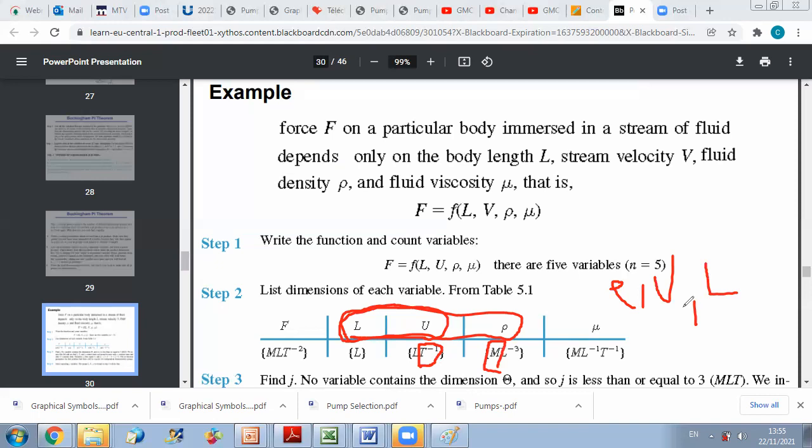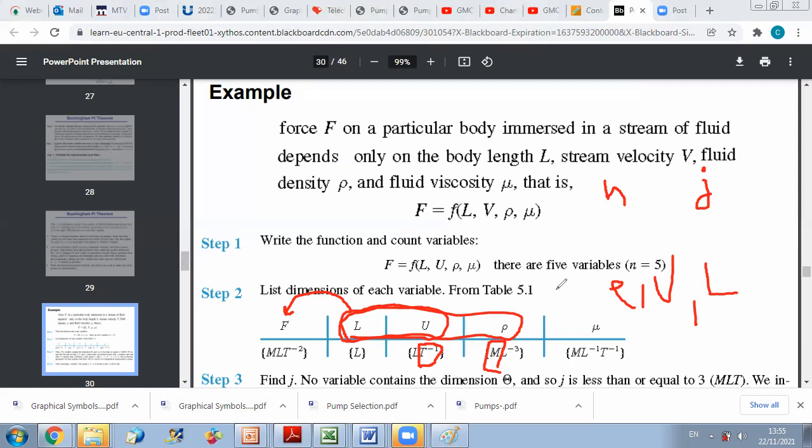And what is the importance of this? The importance is that if I select these 3 variables and combine them with another variable, then I will be able to form a group. So the idea is, first I determine N. N is the number of variables. The second idea is to determine J. J is the maximum number of variables that cannot form a group.